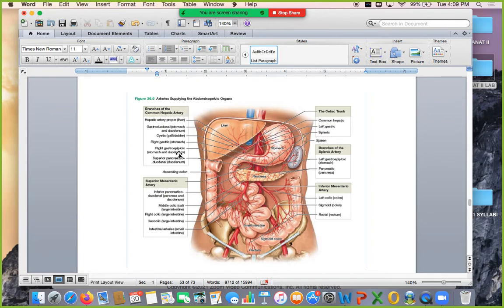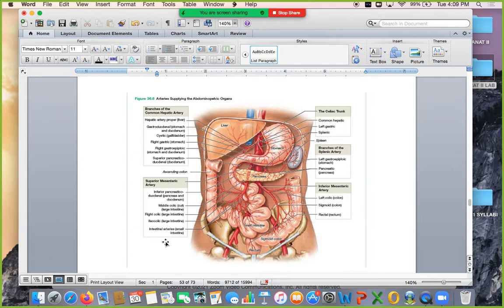gastroepiploic. And then we have the superior pancreaticoduodenal, which is going to service the duodenum. And the next one we're going to hit is going to be the superior mesenteric artery. The superior mesenteric artery is going to split as well, servicing the inferior pancreaticoduodenal, which is going to service the pancreas and the duodenum. We also have the middle colic, right colic, and ileocolic of the large intestines, as well as the intestinal arteries of the small intestines.